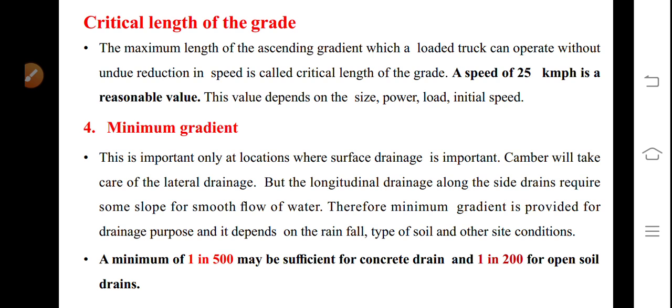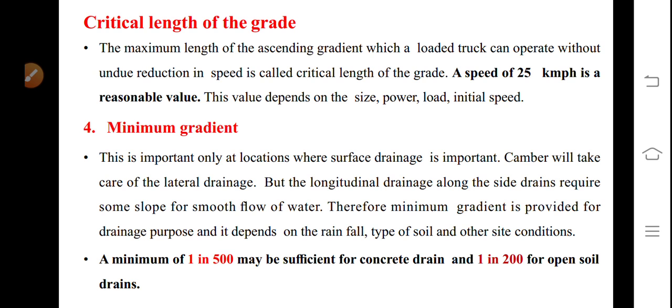So as to protect the vehicles from danger, it is worth providing a certain minimum gradient for the road in the longitudinal direction, so as to suit whatever depression takes place for providing side drains or longitudinal gutters. This is important only at locations where surface drainage is important. Camber will take care of the lateral drainage, but the longitudinal drainage along the side drains requires some slope for smooth flow, as already said.